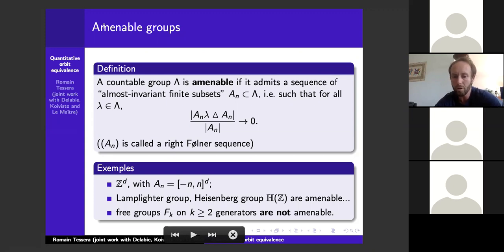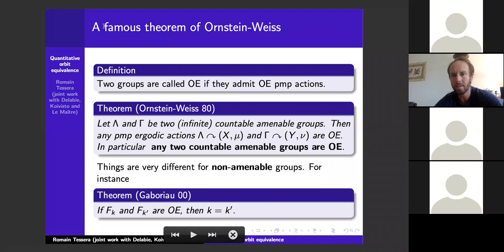Now there are counterexamples, like the free group, for instance, and any group that contains a free group as a subgroup on at least 2 generators is not amenable. I do not have time to explain that, but if you are used to it, it's a well-known thing. So why am I introducing amenability here? Because it's going to play an important role in this talk.